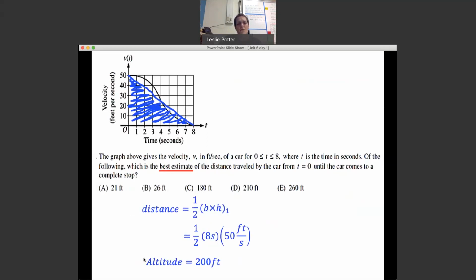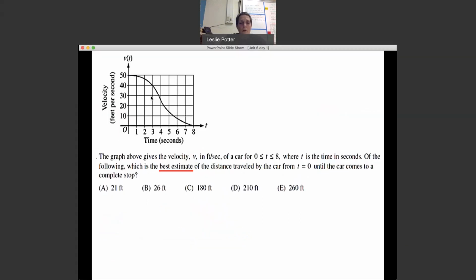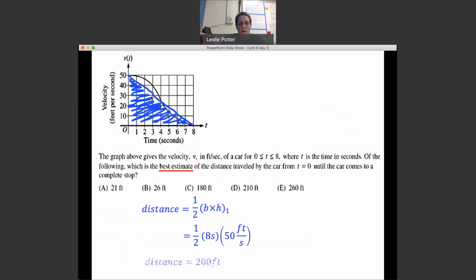So I shouldn't say altitude. It's a 50. Definitely not altitude. That's a typo. I'm changing it. Bear with me here. You can definitely call that distance. We're dealing with a positive velocity. So I'm changing the direction. Okay, there we go. The distance of 200 feet.